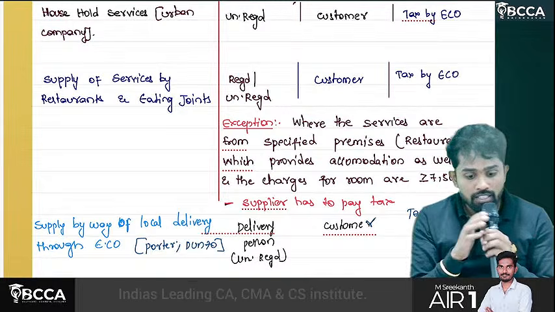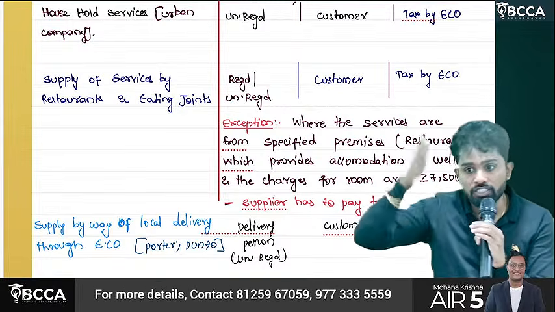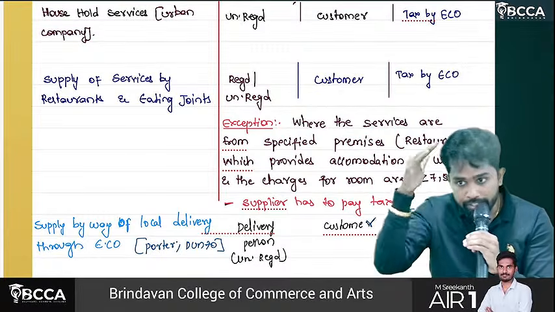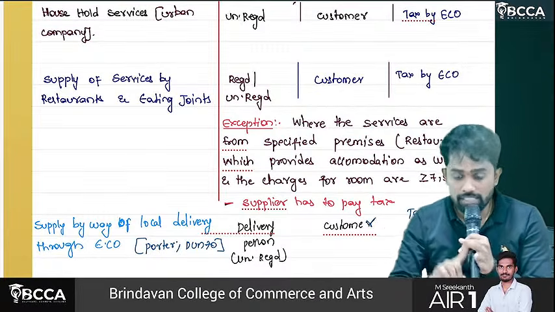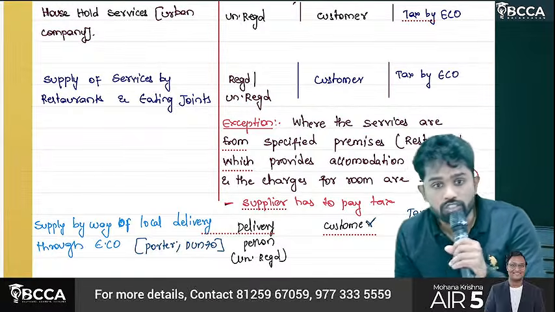Specified place means it's a place where a restaurant is there and even hotel accommodation is also there. Restaurant is there, accommodation is also there. That is the first condition. Second one, for accommodation they will charge more than or equal to 7,500 per day.